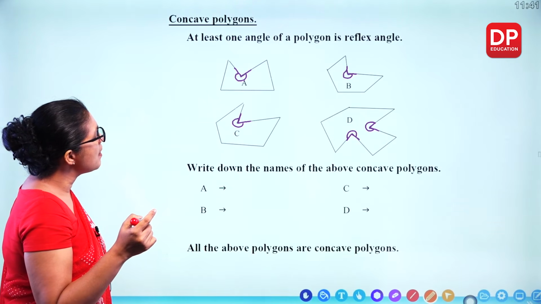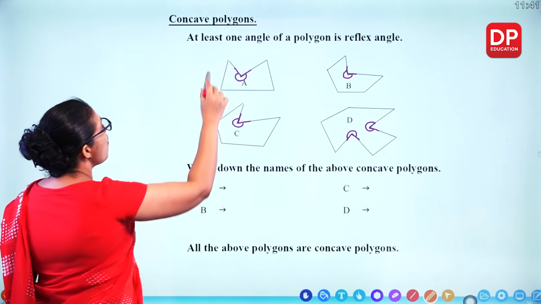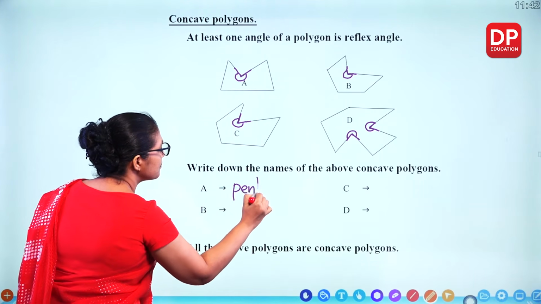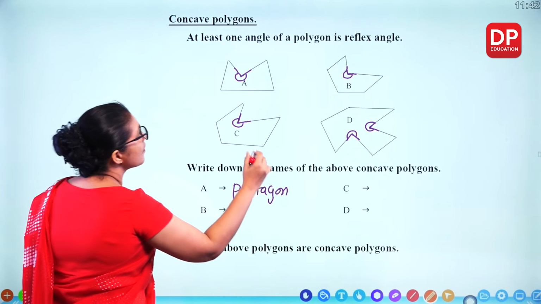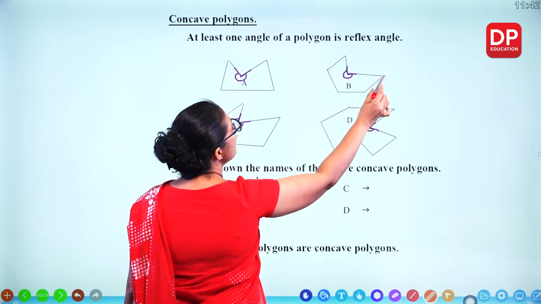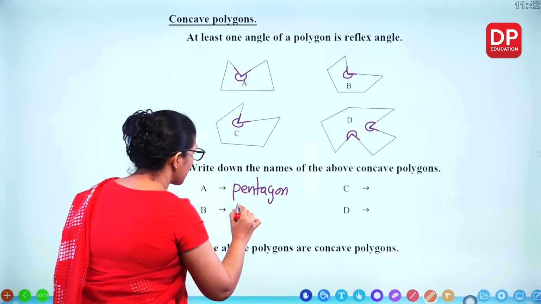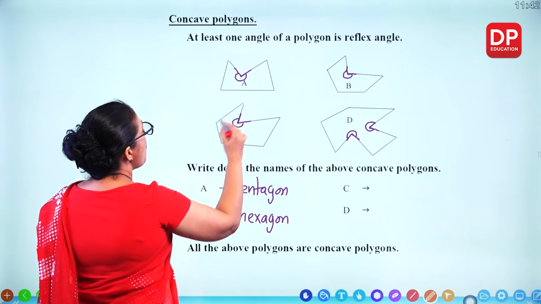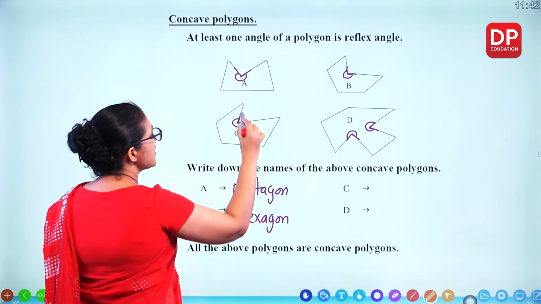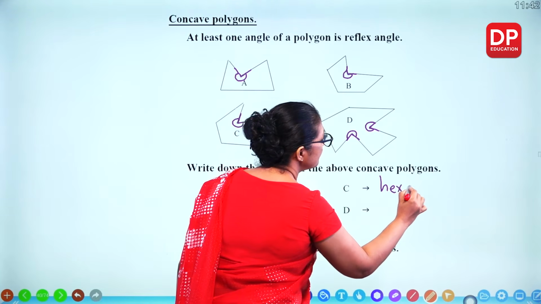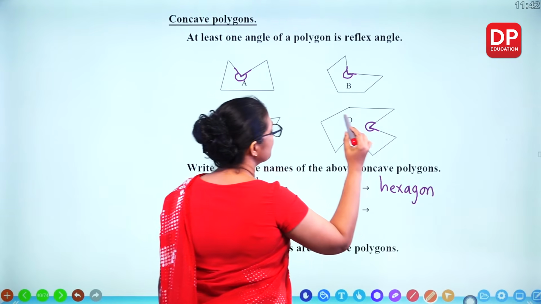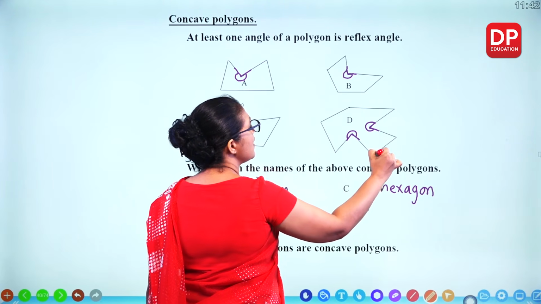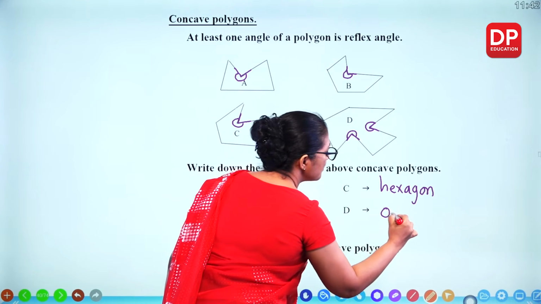Write down the names of the above concave polygons. 1, 2, 3, 4, 5. That's a pentagon. 1, 2, 3, 4, 5, 6. Hexagon. 1, 2, 3, 4, 5, 6. That's also a hexagon. 1, 2, 3, 4, 5, 6, 7, 8. Octagon.